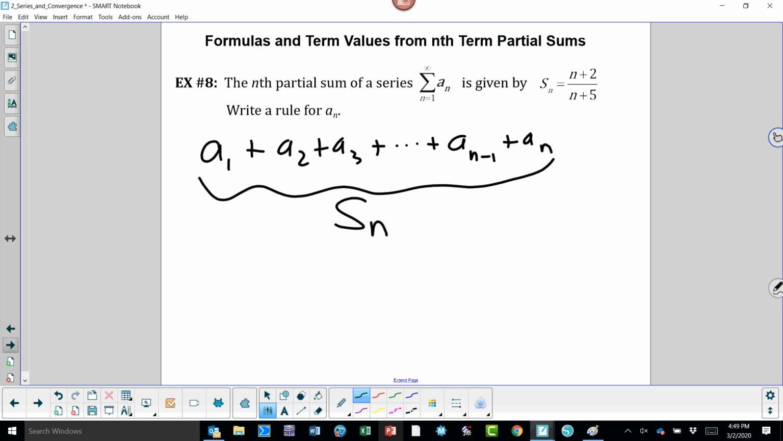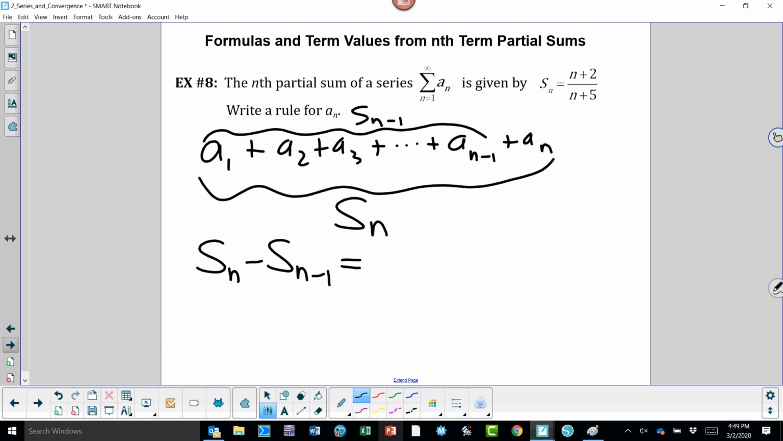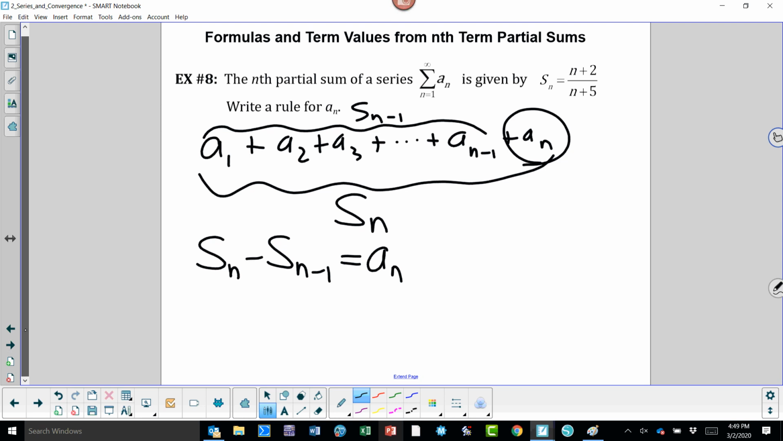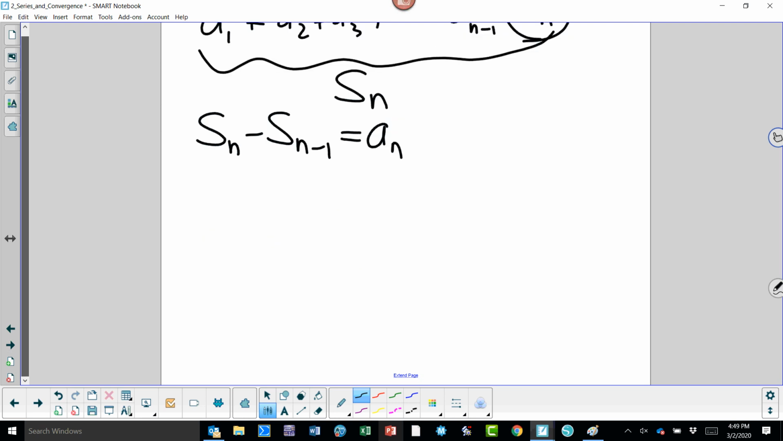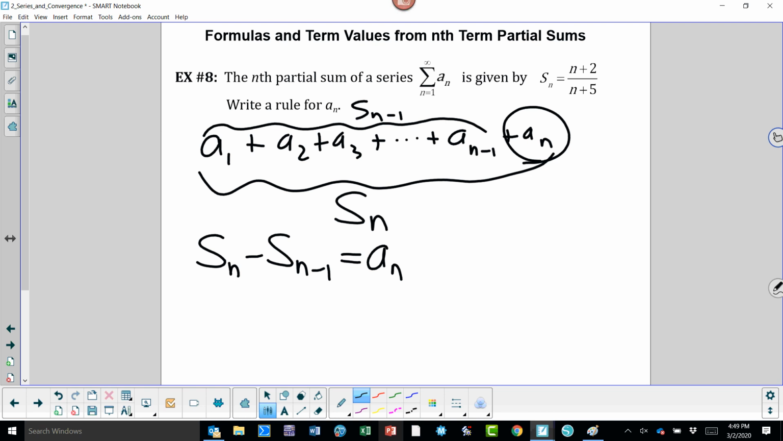If I add up all the way to the nth term, so say it's the 12th term, I add up the first 12 things, that's the 12th partial sum. So S(n-1) is if I stop one short of that. So if we took Sn and subtract S(n-1), what's left is just going to be your An. So if we could write down the formula for each of those and subtract, then we should be able to get our generic term.